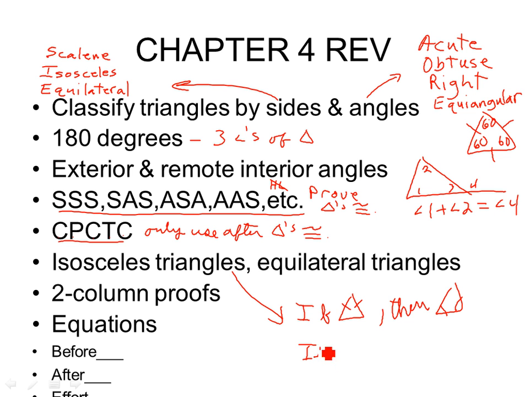What's the converse of that say? If base angles are congruent, then the legs are congruent. So if you know those two angles are congruent, then you know the sides opposite them have to be congruent.